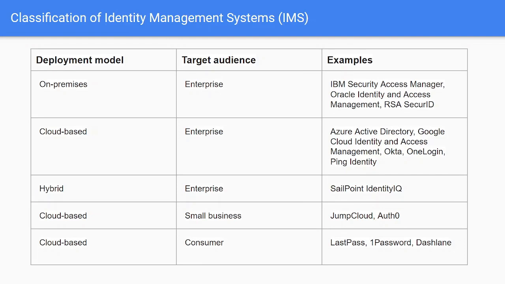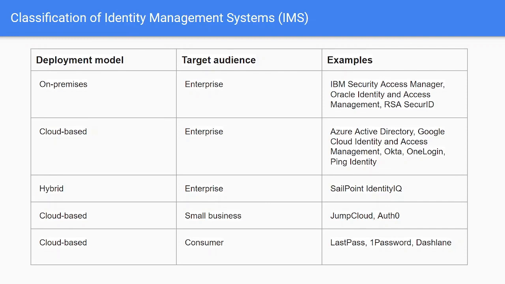Then we have cloud-based. Cloud-based simply means it's not physically in the organization's environment, it is based on the cloud, with a cloud service provider. For enterprise, we have things like Azure Active Directory, which you can have as a free or student trial. I'm going to show us later how to do that. We also have Google Cloud Identity and Access Management, Okta, OneLogin, and Ping Identity. These are different identity management solutions.